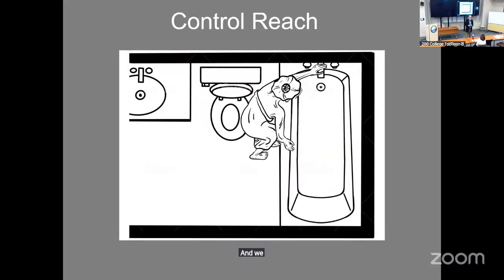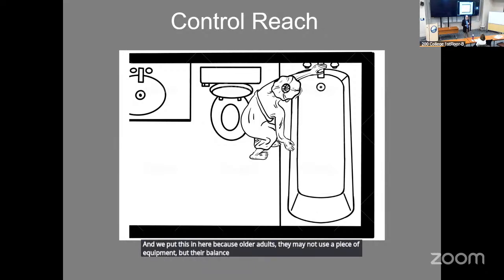And we put this in here because older adults may not use a piece of equipment, but their balance is such, my balance is such, that do I want to have to squeeze between the toilet and the tub and then lean over and get that? We don't want to do that. So it doesn't work for a lot of people.